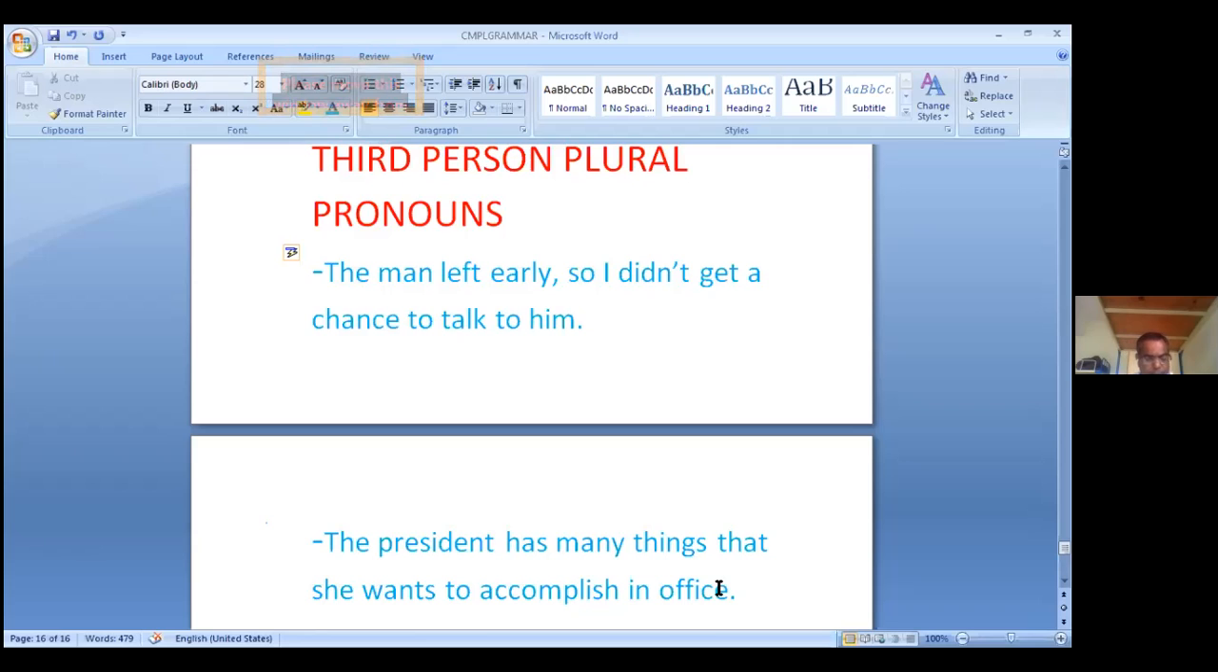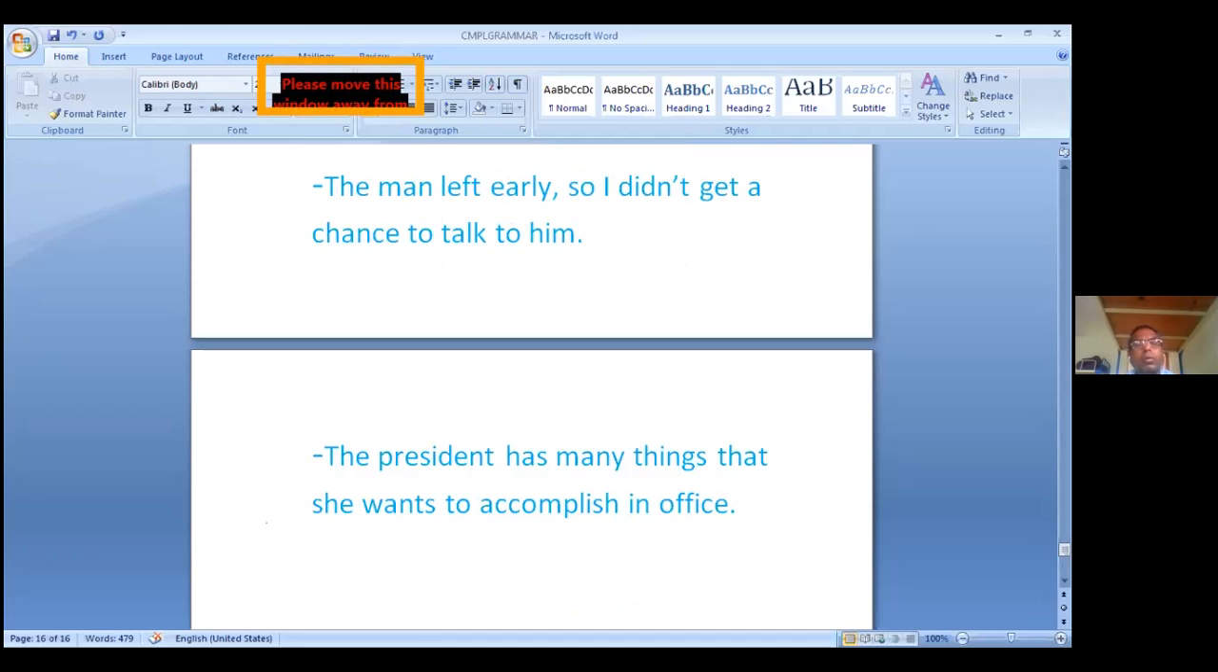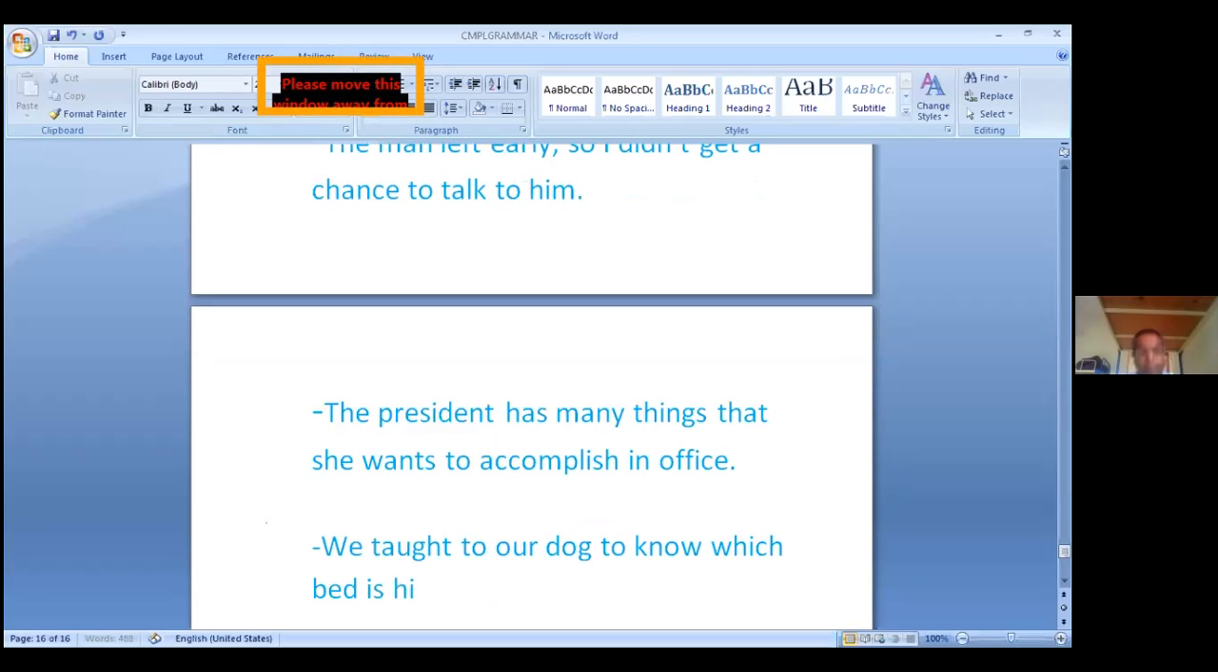Next, one more example. We taught our dog to know which bed is his. His. Which bed is his.